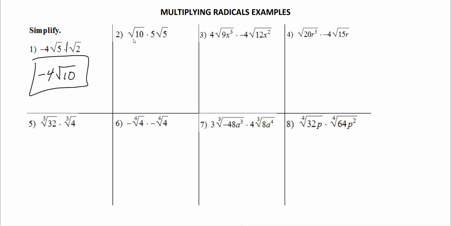Number 2, again, I want inside with inside, but I want to break it down first. Well, 10 is 2 times 5, right? Times 5 root 5 over here. So there you go. That's what I have.